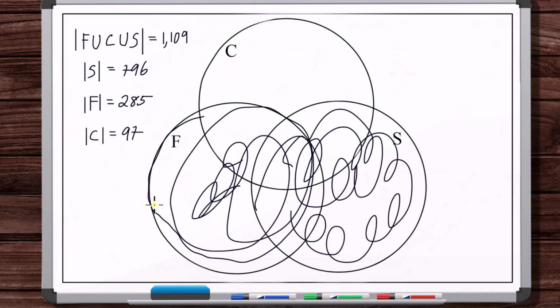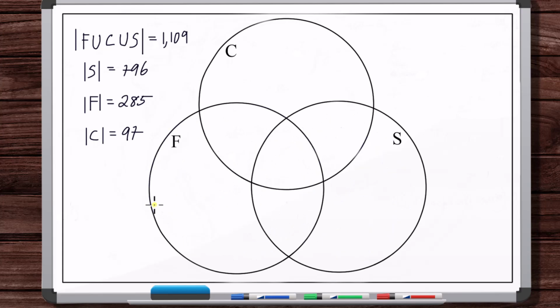No. This is referring to students. Remember, these circles refer to, if you're a student that has taken French, then you're in this circle. If you're a student that has taken Chinese, then you're in this circle.